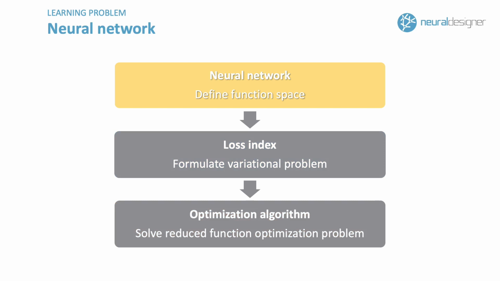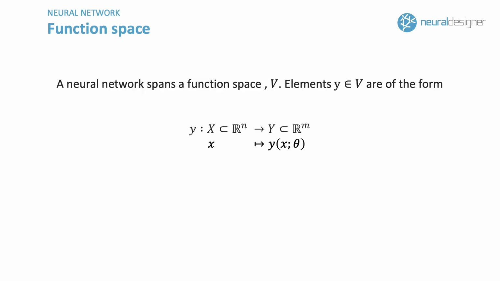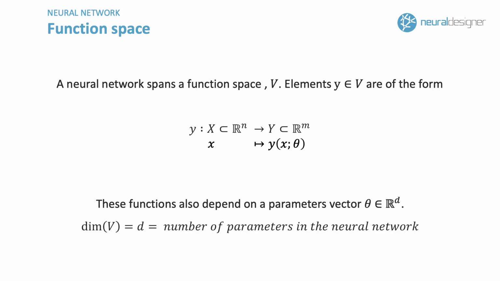Let's start with the neural network. A neural network spans a function space, which we will call V. It is the space of all the functions that the neural network can produce. They go from a set X to a set Y. This structure contains a set of parameters, which can be adjusted to perform specific tasks. Each function depends on a vector of parameters, theta. The dimension of V is the number of parameters in the neural network.